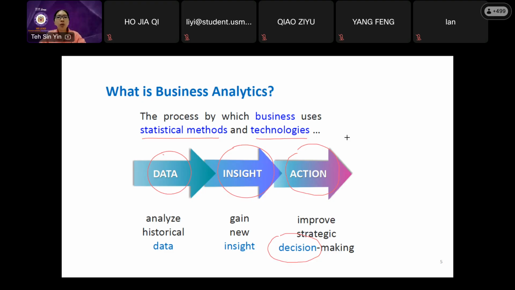Okay. And you will ask, how is this different from 20 years ago or 30 years ago? When we only have business analysis, what are the differences? 20 years ago, 30 years ago, our statistical methods and our technology were not that matured. So now we already have some advanced technology. We already have very advanced statistical methods or tools that can help us to make our business decisions. Okay.